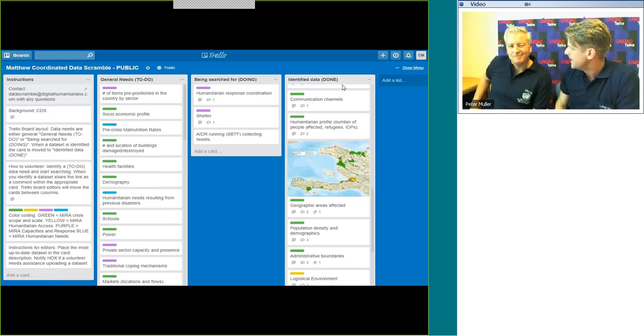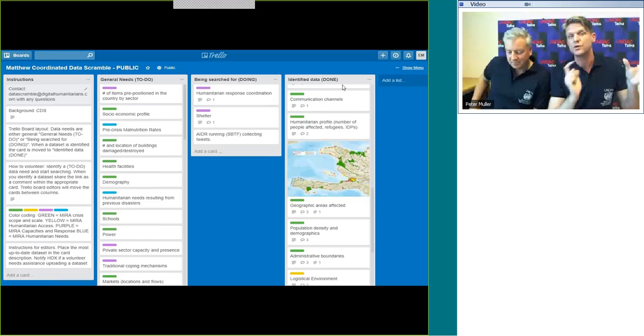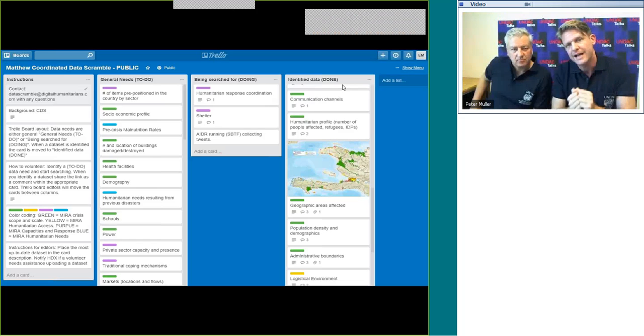Free tools, and basically the point here is that a lot of this analysis coordination we could do remotely, while the team was hunkering down in Port-au-Prince while the hurricane passed.